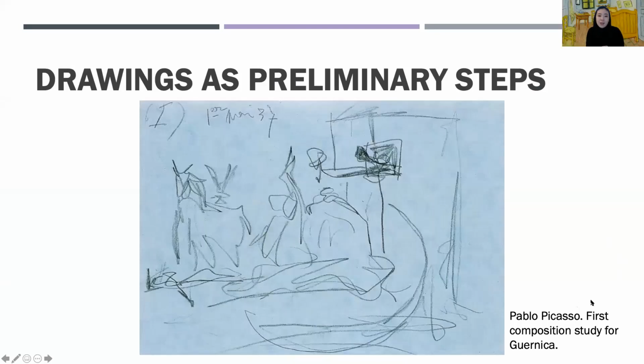All right, so here is an idea sketch. Idea sketch drawing. Can you guess what this drawing is about?